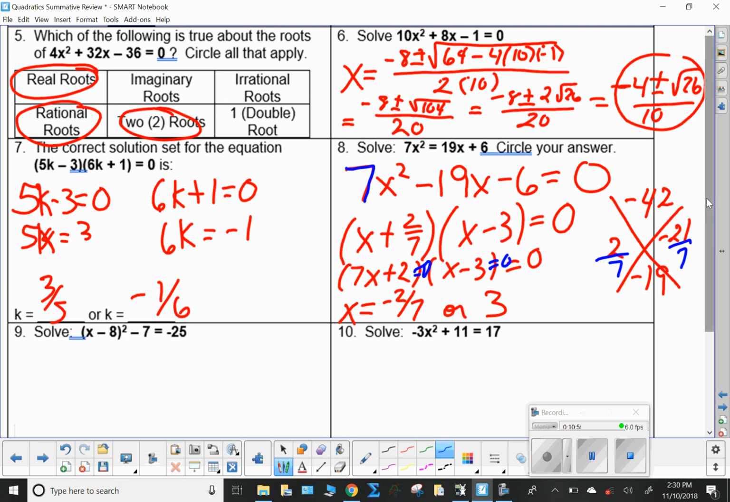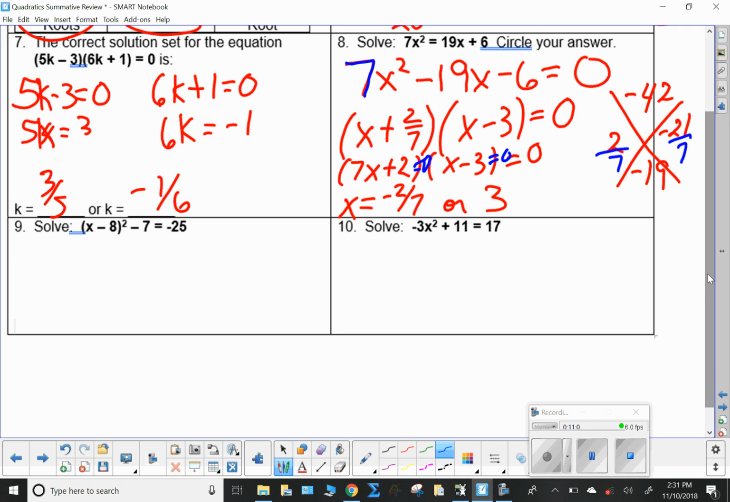Okay, now we're down to the last two in this section. For this one, x minus 8 quantity squared minus 7 is equal to negative 25. Don't multiply it out. You can solve this one by square roots. If I add 7 to both sides, I'll have x minus 8 quantity squared is equal to negative 18.